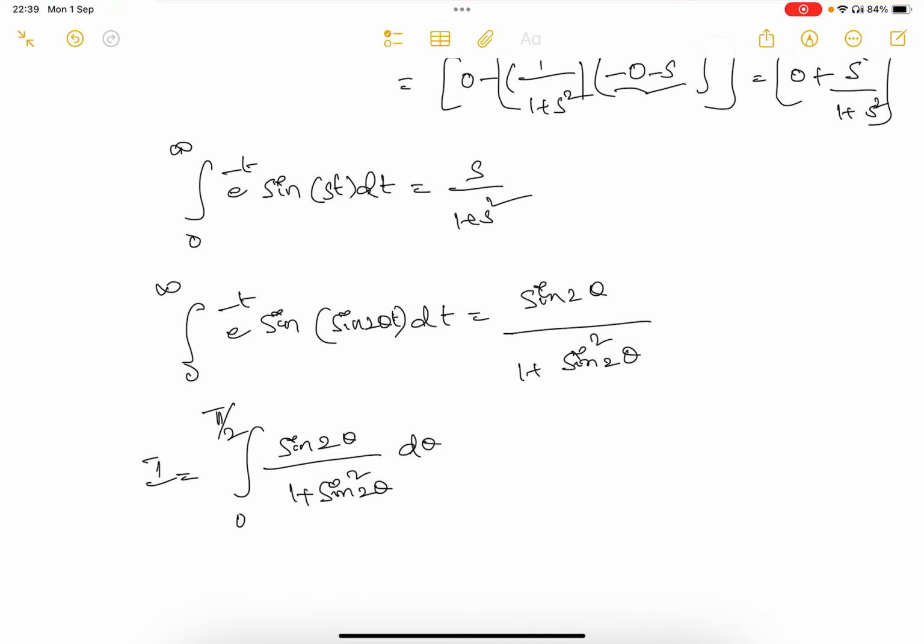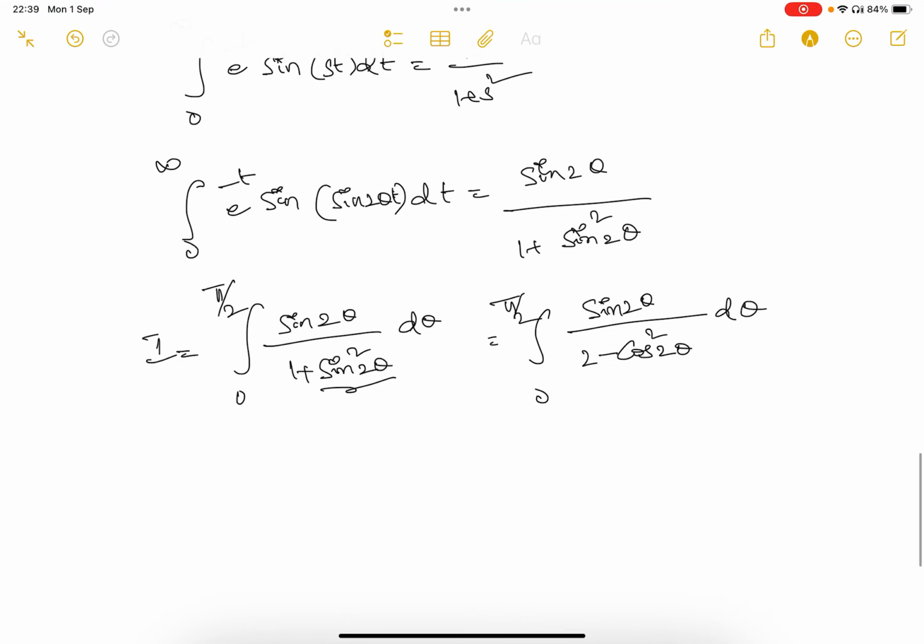So let's do one thing here. This integral 0 to pi by 2 sine 2 theta by, sine square theta can be written as 1 minus cos square theta, right? Here sine square 2 theta can be written as 1 minus cos square 2 theta. Then 1 plus 1 will get added, which will be 2. 2 minus cos square of 2 theta d theta.